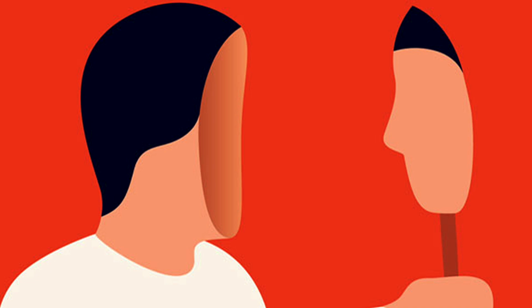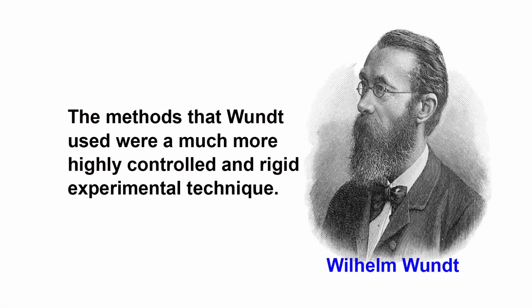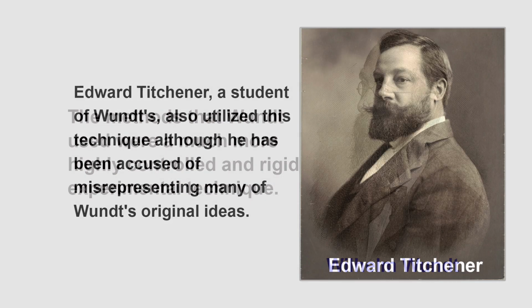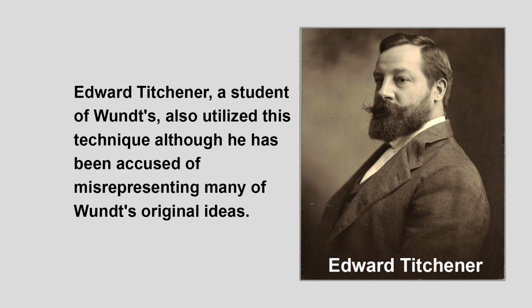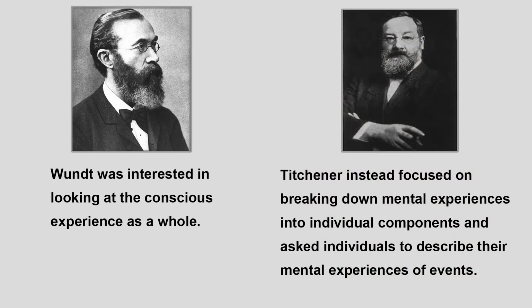Introspection implies a level of armchair soul searching, but the methods that Wundt used were a much more highly controlled and rigid experimental technique. Titchener, a student of Wundt, also utilized this technique, although he has been accused of misrepresenting many of Wundt's original ideas. While Wundt was interested in looking at conscious experiences as a whole, Titchener instead focused on breaking down mental experiences into individual components and asked individuals to describe their mental experiences of events.